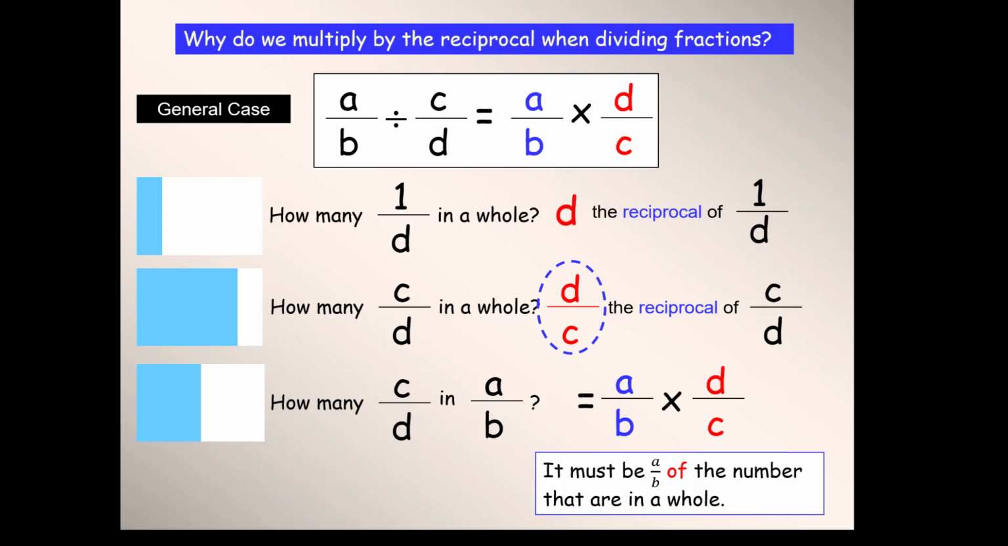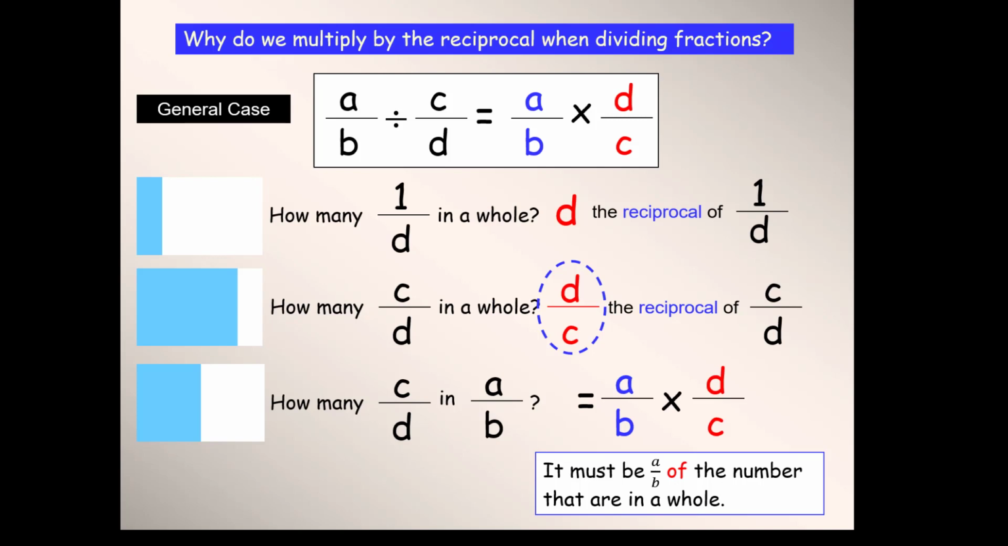So here is a general rule. If we've got A over B divided by C over D, then that is the same as A over B multiplied by the reciprocal, in other words, D over C. And the question is, how many 1 over D in a whole? So D is the reciprocal of 1 over D. So how many C over D in a whole? That means it must be D divided by C. So D over C is the reciprocal of C over D.